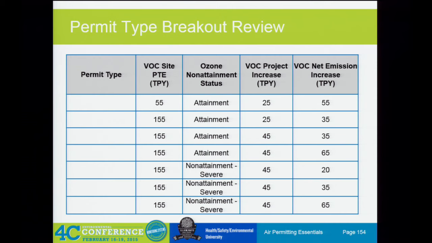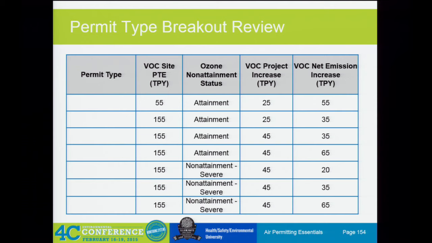So this one is state only and Title V. And the reason why it's state only is because of this 20 right here. Right. But in Texas, the netting threshold is 5. 5 and 25. Well, it's only 25 in Wayne County. The major mod for non-attainment is 25. The netting threshold is 5. Right. Except in Wayne County.